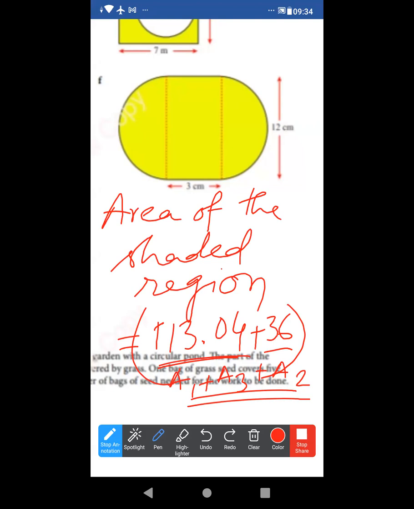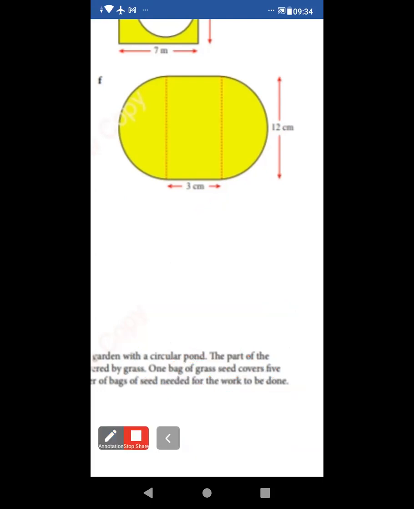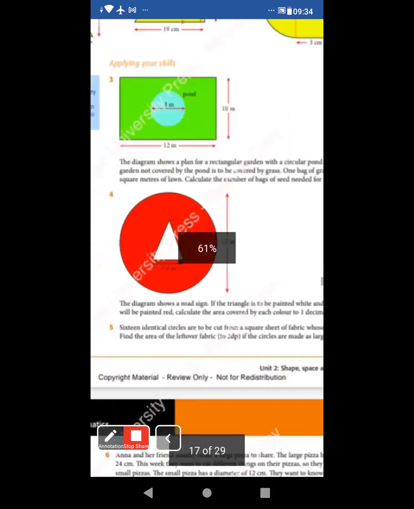149.04 centimeters square. All of you, this answer came to 149.04. Okay, done. Yes, ma'am. I move for the next one. All of you completed? Yes, ma'am. And now just look.